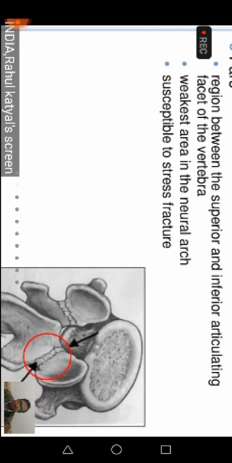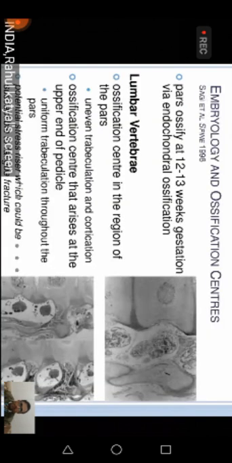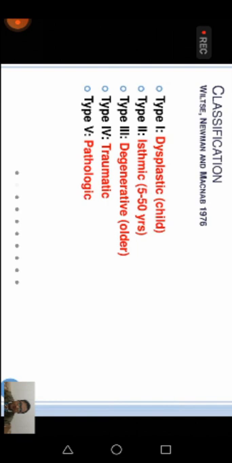This we have all seen, all the anatomical part and all the things. So we'll not go into details about the anatomical part. Embryology you need to know for now. So we need to know about the classifications, right? There are various classifications. Like there is some bony defect which occurs by birth in children, so this is called the dysplastic. One is the isthmic. We are usually concerned more with the degenerative, traumatic and the pathologic ones. So these are the main classifications. We deal more with the degenerative, traumatic, and the pathological.